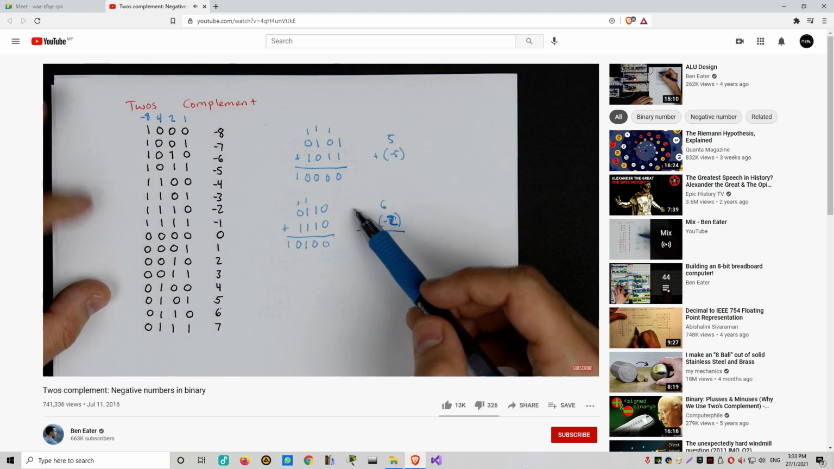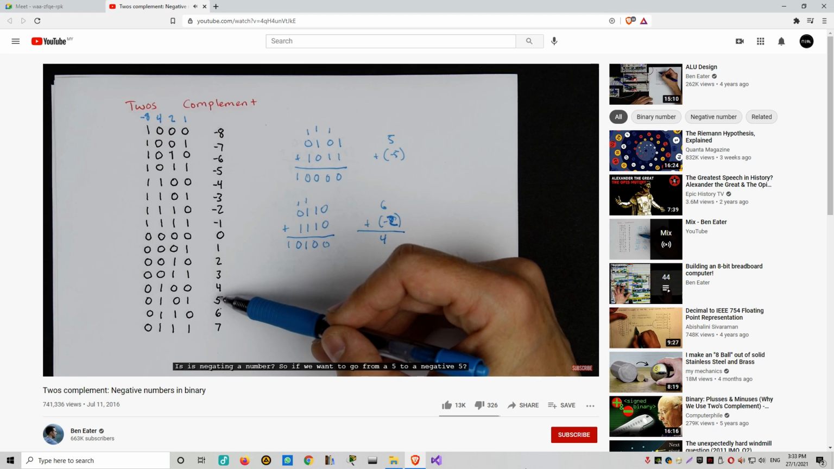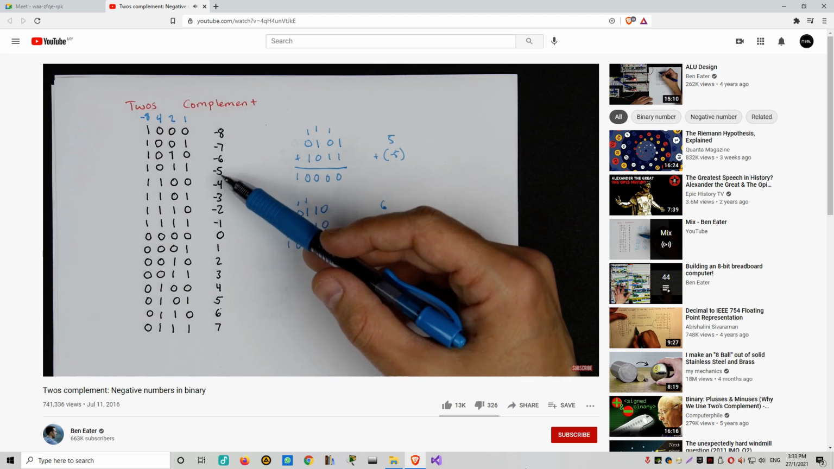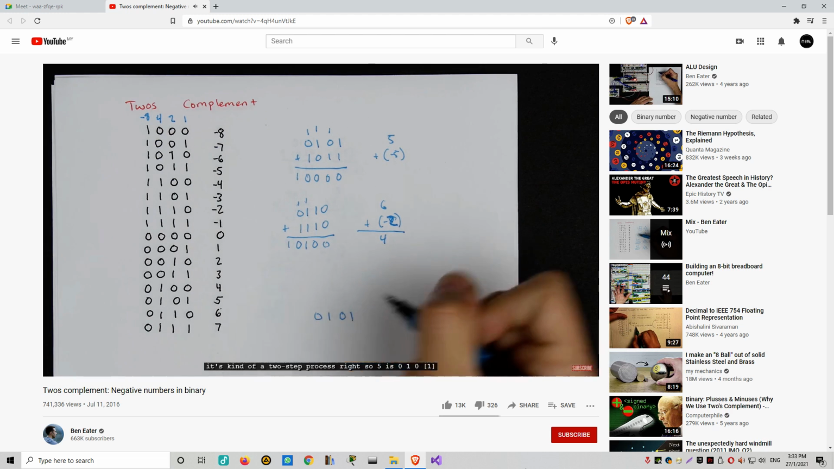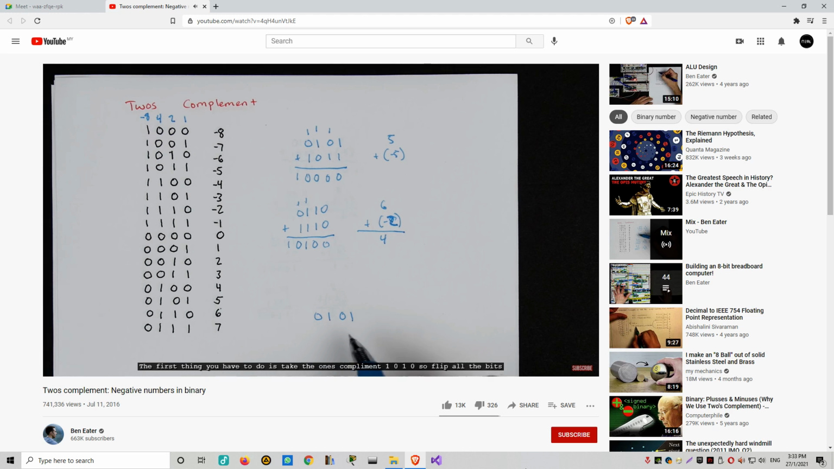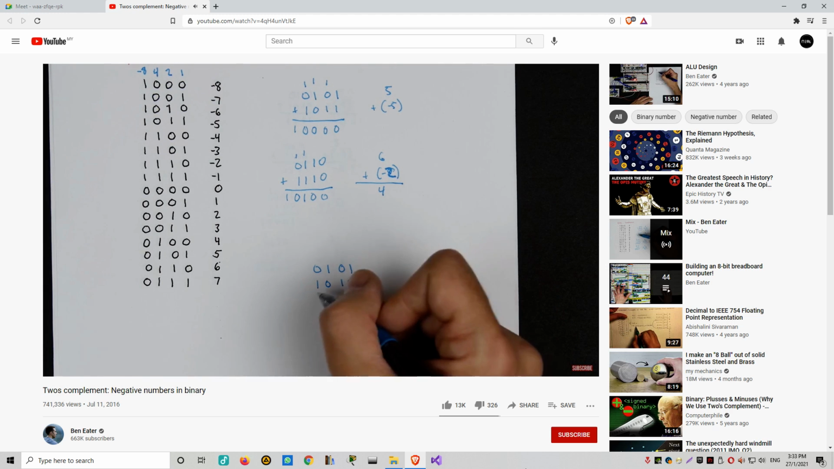So it's pretty cool. The one thing that's a little bit harder with 2's complement is negating a number. So if we want to go from a 5 to a negative 5, it's kind of a two-step process, right? So 5 is 0, 1, 0, 1. The first thing you have to do is take the 1's complement, 1, 0, 1, 0, so flip all the bits. So you're just inverting everything. That's easy enough. But then you have to add 1.